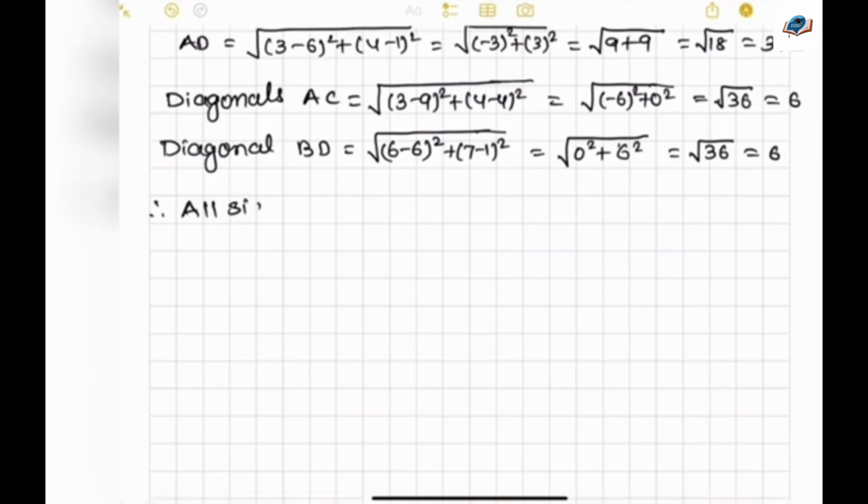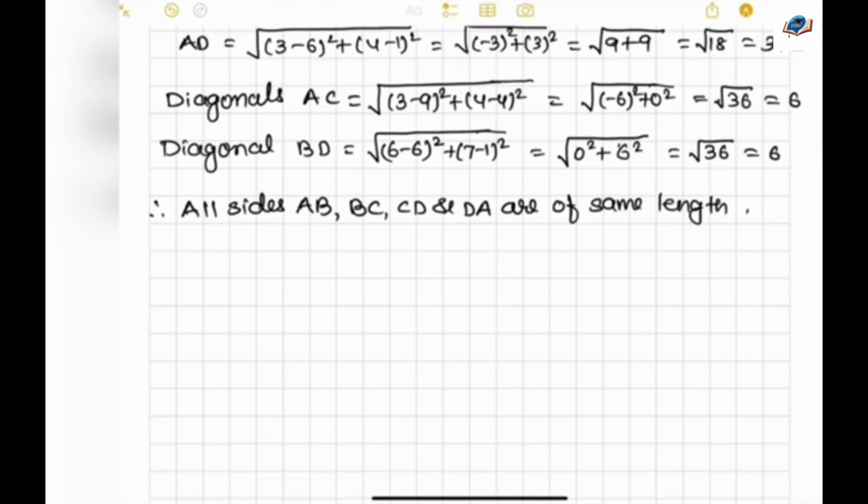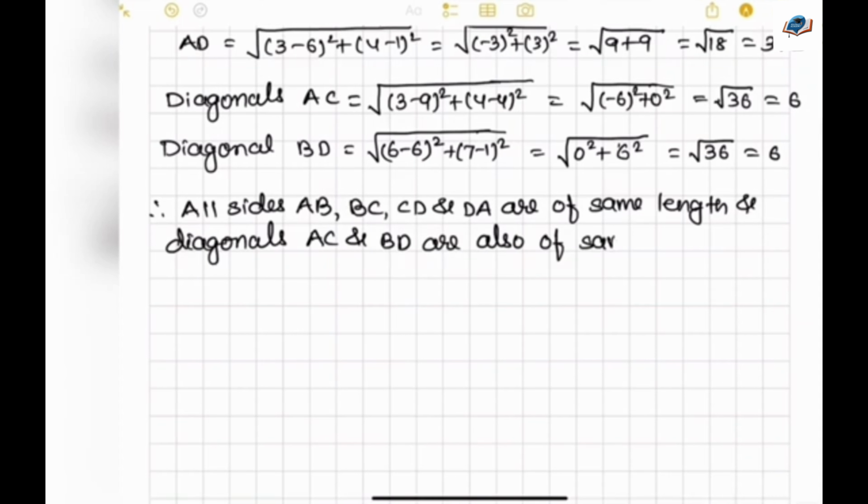So therefore all sides AB, BC, CD and DA are of the same length, and diagonals AC and BD are also of the same length.